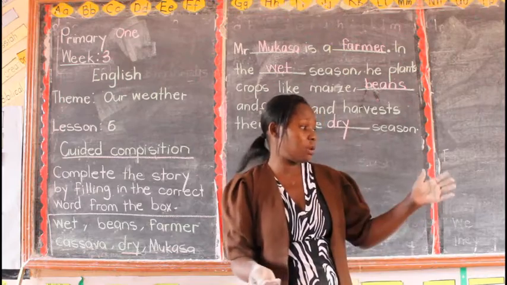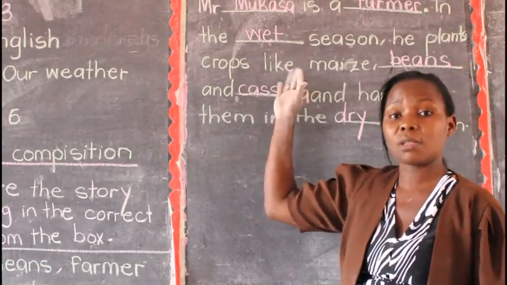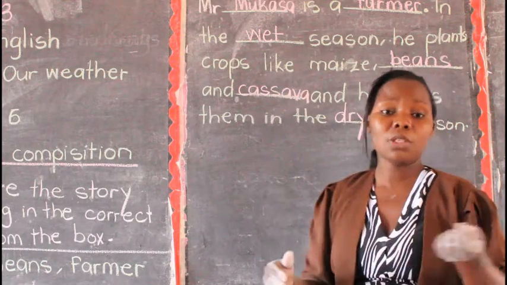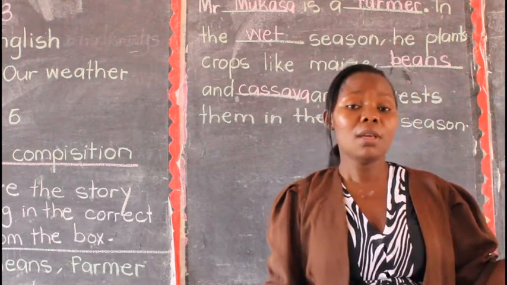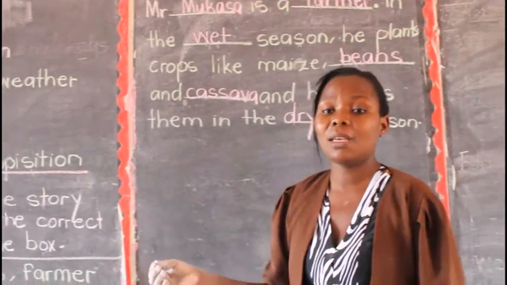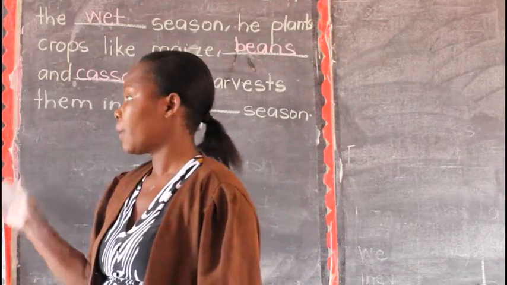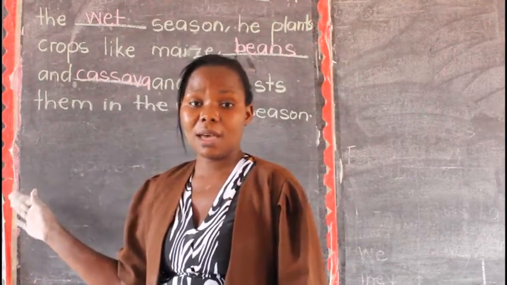You also have a story to complete. This guided composition may be a story with pictures or with words. I want you to complete that story for me. After completing, you send the work through Mommy and Daddy. Those people, your parents, should bring the work for marking. Please read and understand.